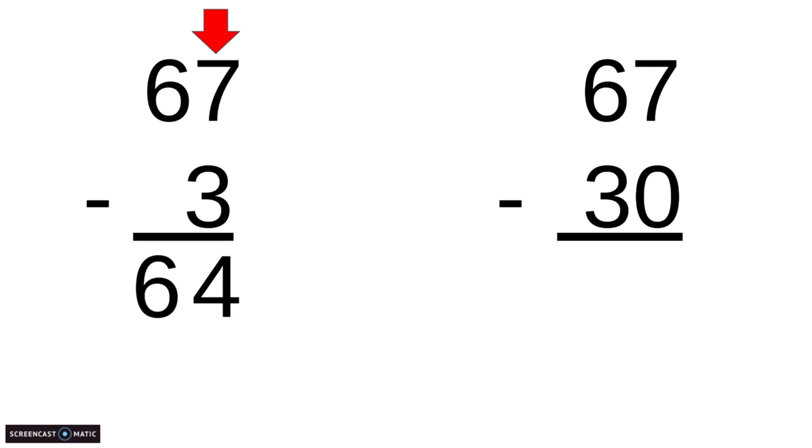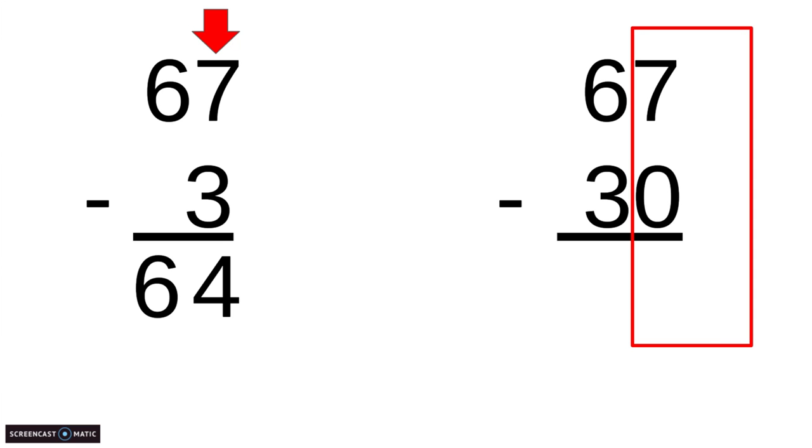Now I have 67 minus 30. We always start with our itty bitties and we start with our ones. So first we're going to do 7 minus 0. 7 minus 0 equals 7. 6 minus 3 equals 3. You can see here that depending on where you put the 3, if you put it in the ones place or if you put it in the tens place, it's two totally different answers. 67 minus 3 equals 64. 67 minus 30 equals 37.